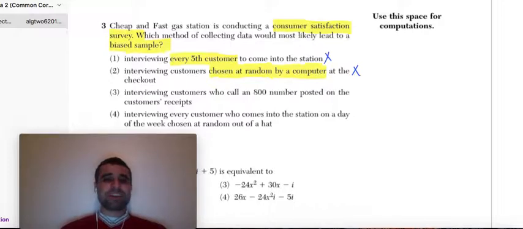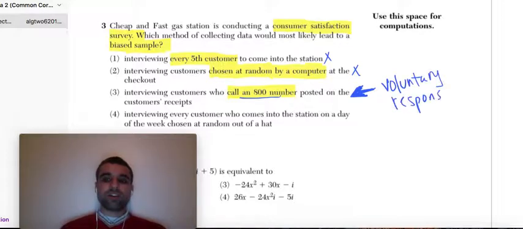Now, choice 3, interviewing customers who call an 800 number posted on the customer receipts. This will always create bias because you're only interviewing the people who called. The people who called will take the time to do so because they have a very strong opinion, whether it's positive or negative, but that leaves out a lot of other people who didn't call, right? So this is voluntary response or self-selection bias. We could say voluntary response bias or selection bias. So the answer is choice 3 for question 3.